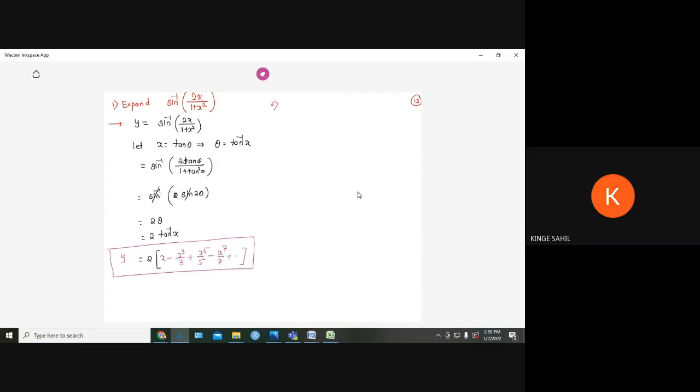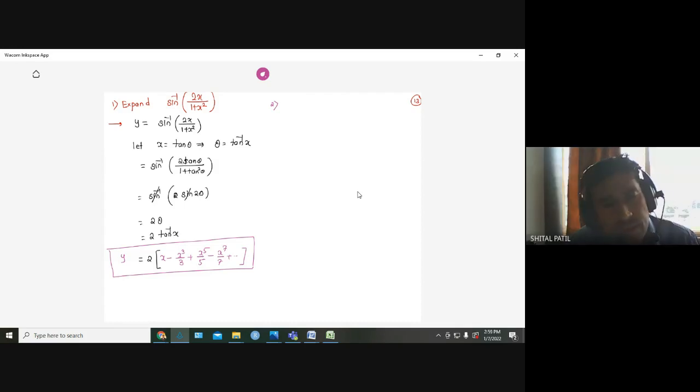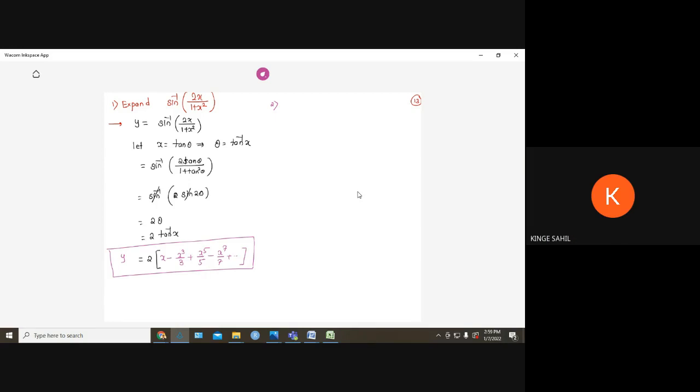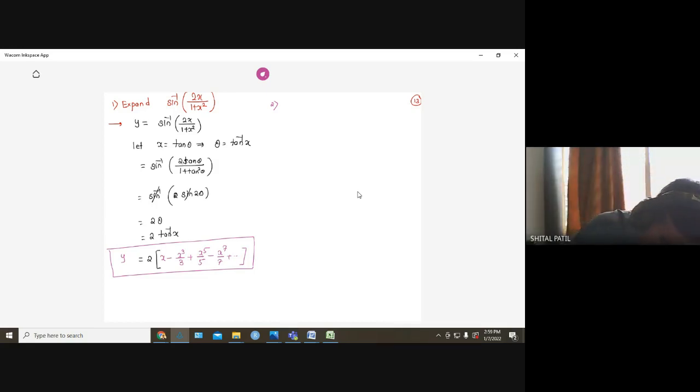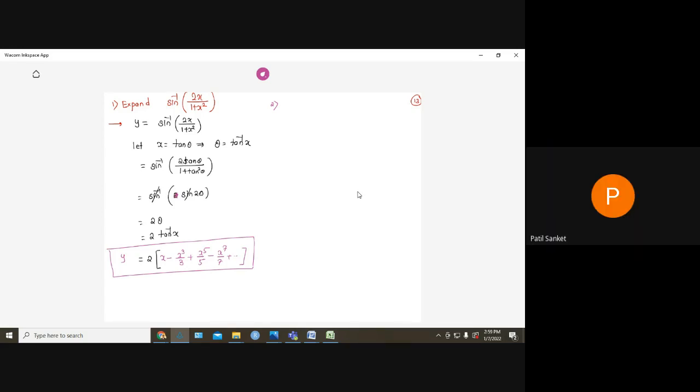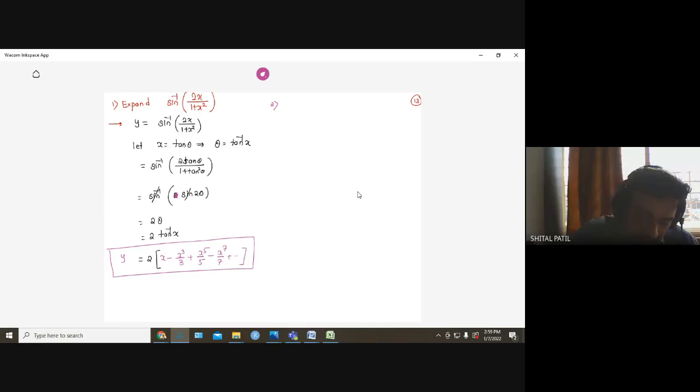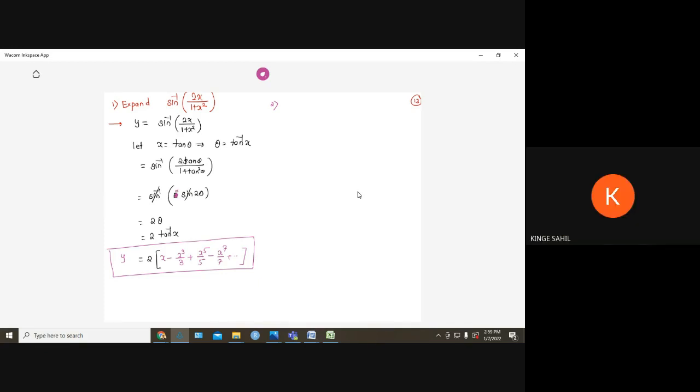Sir, there should be no 2. Why? 2 tan theta upon 1 plus tan square theta is sin 2 theta. Correct. Sin 2 theta is there, but the 2 you wrote, it is not there. The sine inverse and sine cancel and theta remains. And if a 2 or any number is there, we cannot cancel sin theta.